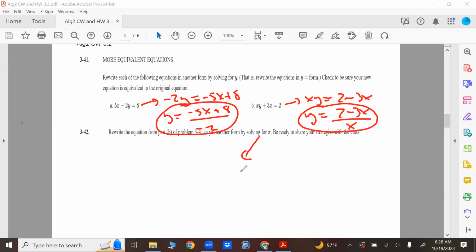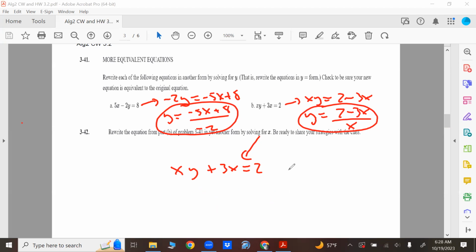Solving for x for part B. Now that's tricky because I see x in two places, and I've seen, don't write this down, but I've seen some students do this: well, let me move the 3x to the right side, and let me divide by y, and they think they have it isolated, right? Well, you don't, because you have x in two places. It's not isolated. So you have to get a little creative here.